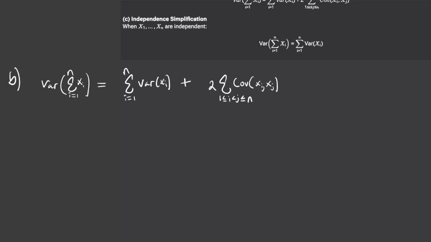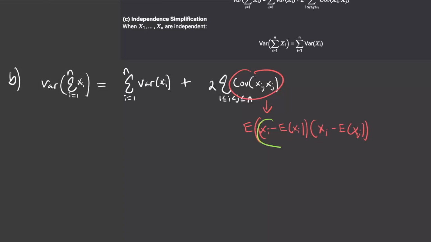I made a new page now, so let's show that this term goes away when they are independent. To do that, all you have to do is notice that when they're independent, the covariance is 0. But why? Well, the covariance of x sub i and x sub j is defined as the expected value of x sub i minus the expected value of x sub i, times x sub j minus the expected value of x sub j.